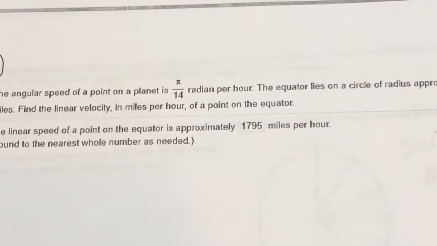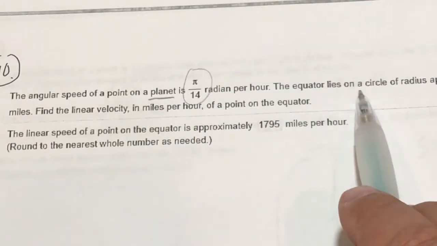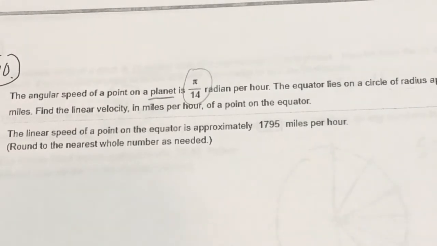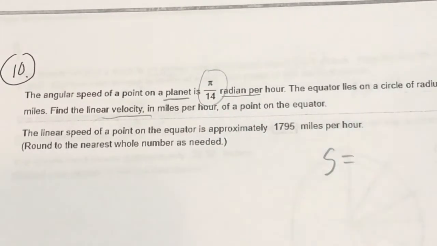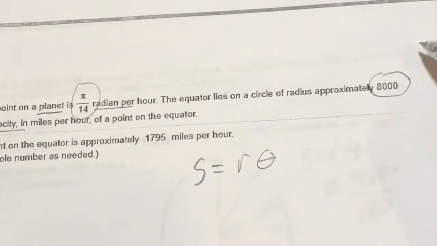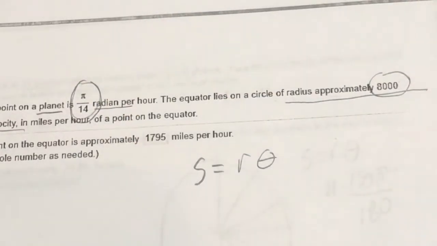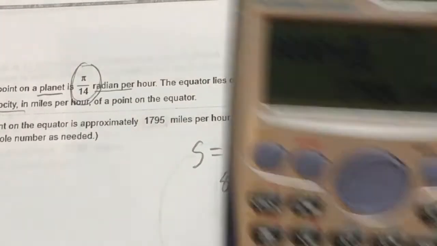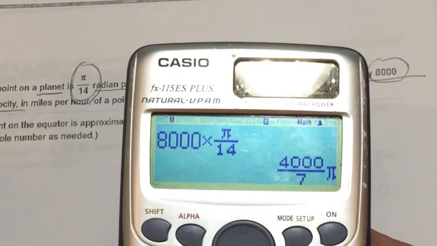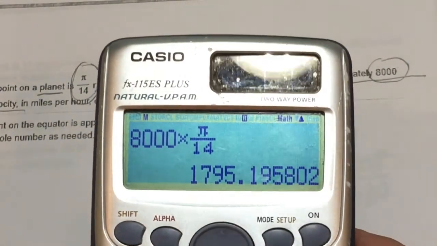Angular speed. A point on a planet moves at pi over 14 radians per hour. The equator lies on a circle of a radius of approximately 8,000 miles. Find the linear velocity in miles per hour. Since it already tells us it's going in radians per hour, we're going to use S equals r theta. And this is nice. Our radius is 8,000 miles, and our planet is moving at pi over 14. That's our theta. So all we have to do is a calculator key of 8,000 times pi over 14. When we type that into the calculator, we get this nice pi answer, but we change it to decimal. We hit the SD button. And it breaks it down to the nearest mile: 1,795 miles per hour is how fast that planet is moving.